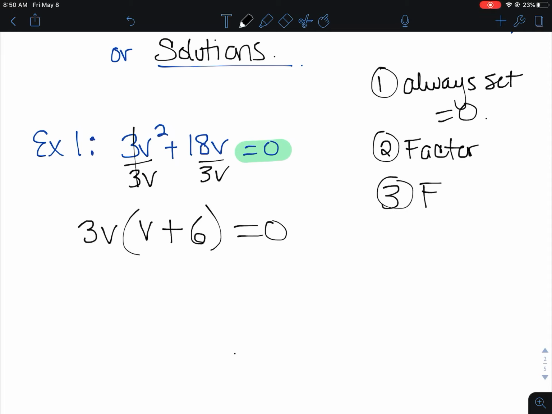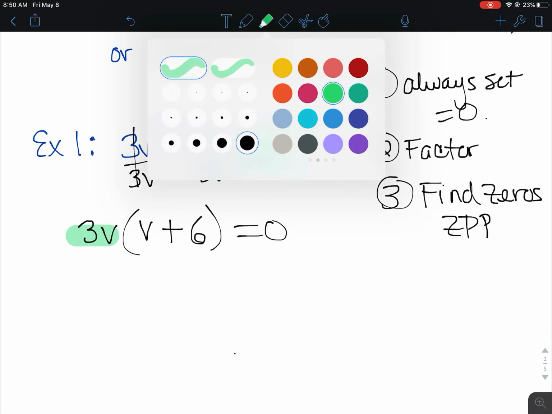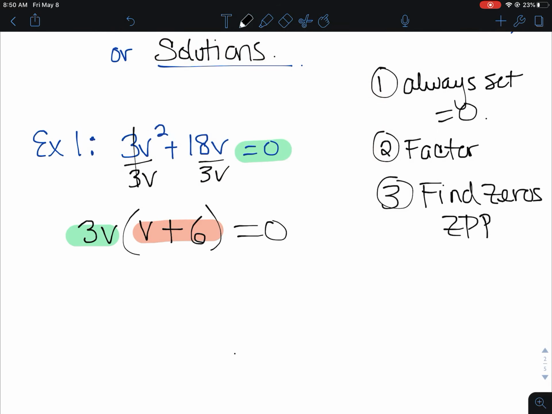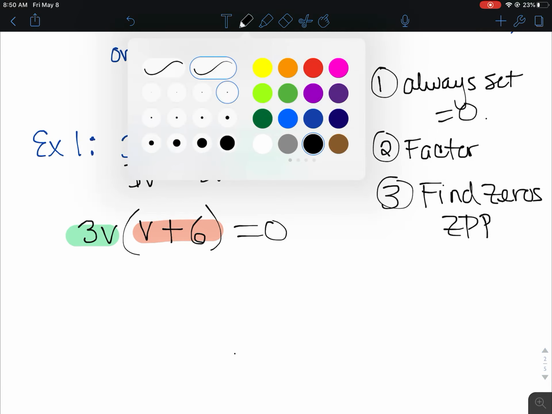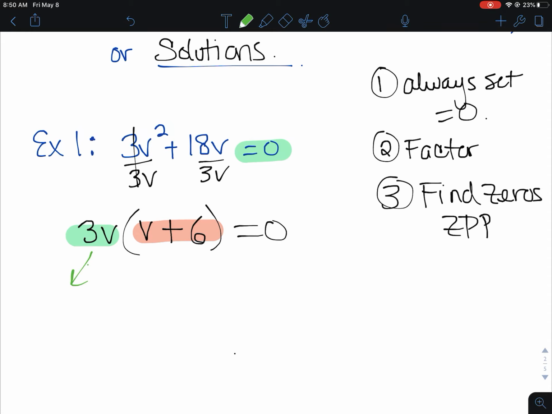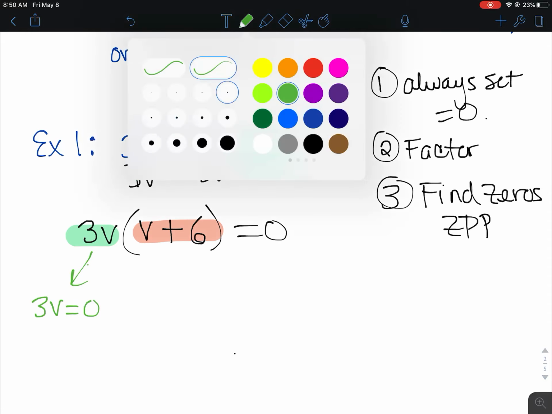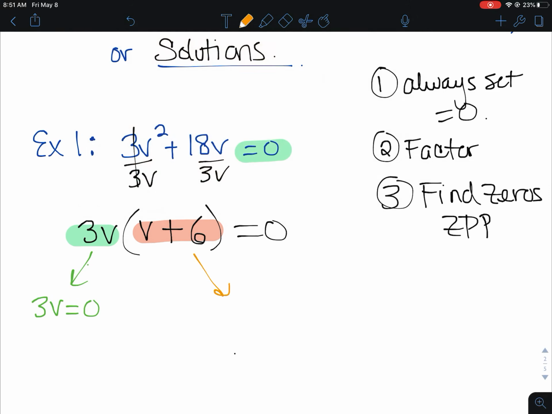So now we have two separate factors, and the third piece of this is to find our zeros using what we call the zero product property, or ZPP, okay? So we're going to take each factor, so that's my first one, that's my second one, and we're going to set them equal to 0, and we're going to solve for the value of v that would make them 0.